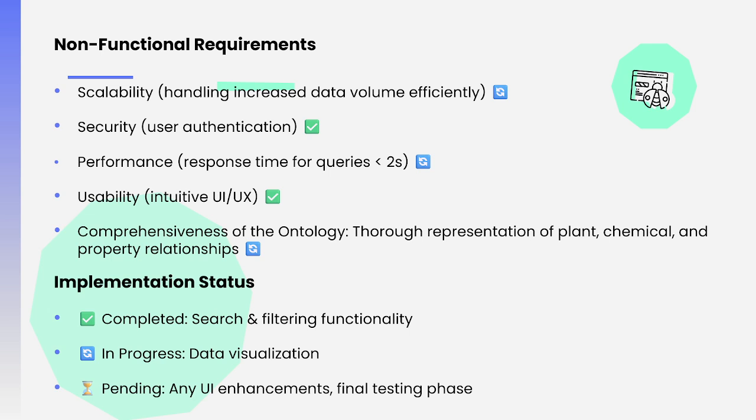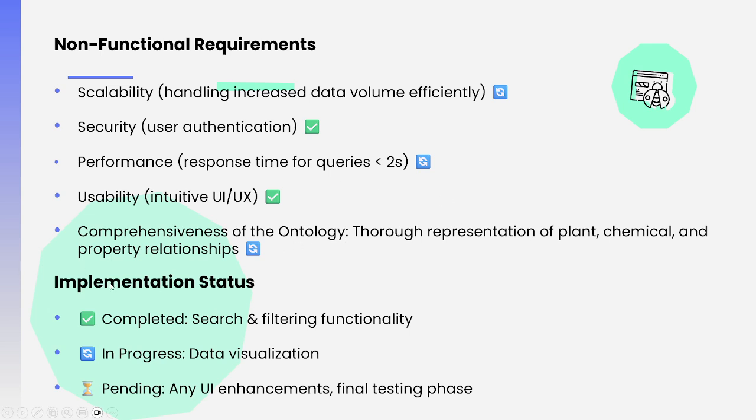And the last one is comprehensiveness of the ontology, which means the system should truly represent the relationships between plants, chemicals, and their properties. So this is in progress, as the ontology is being refined to ensure it accurately models complex relationships. So these requirements ensure that the system is functional, scalable, and user-friendly.